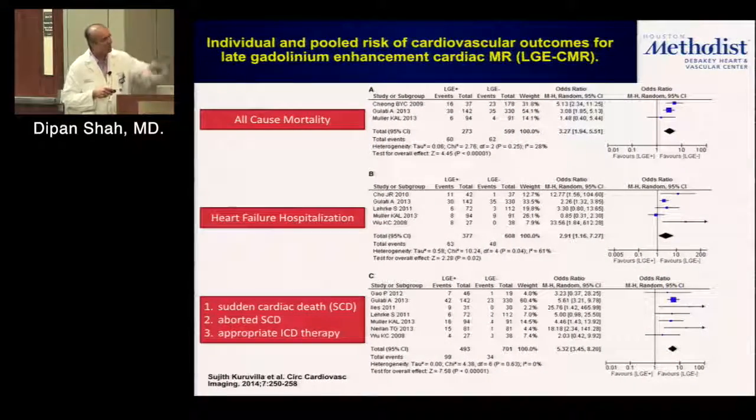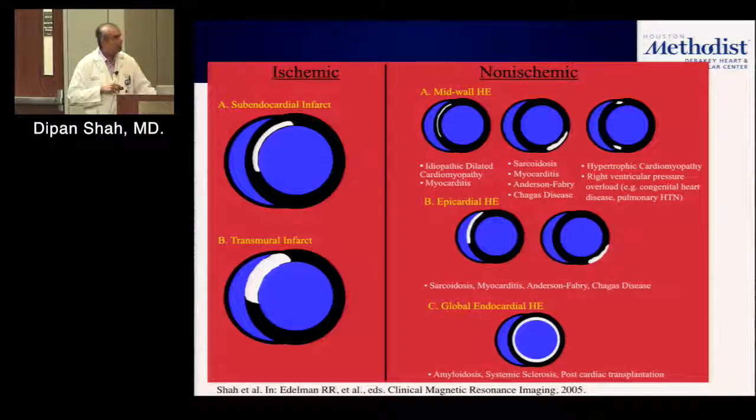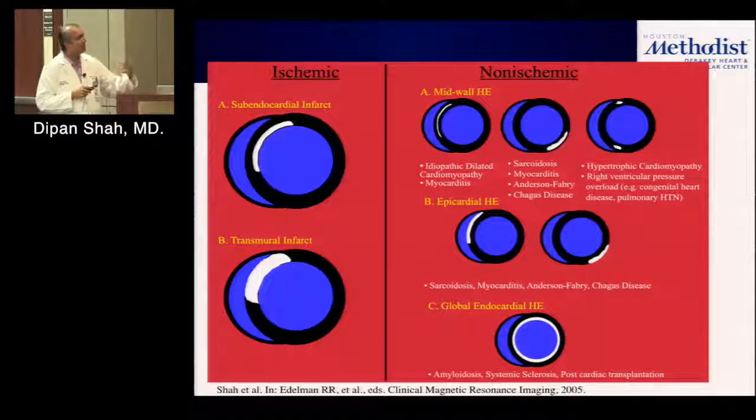And this now is a meta-analysis of about 6 or 7 studies in the literature, which also demonstrated that if you have idiopathic cardiomyopathy and you have hyperenhancement, evidence of myocardial injury by CMR, you have worse prognosis, in terms of mortality, heart failure hospitalization, as well as sudden cardiac death. And then this is a schema which points out the differing patterns of hyperenhancement that you get with differing forms of cardiomyopathies.